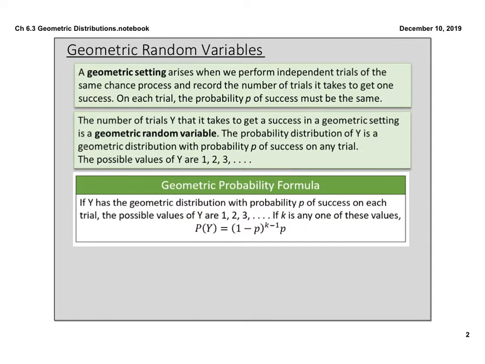So a geometric setting arises when we perform independent trials, same as binomial, of the same chance process and record the number of trials it takes to get one success. There's your difference. On each trial, the probability P of a success must be the same. So here's what's the same. The same as binomial is the fact that the trials are independent, probability of one success. This is still success or failure.